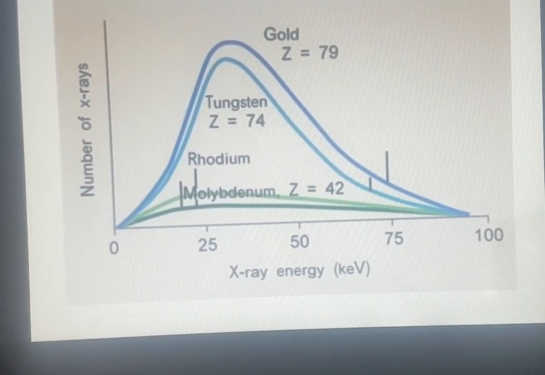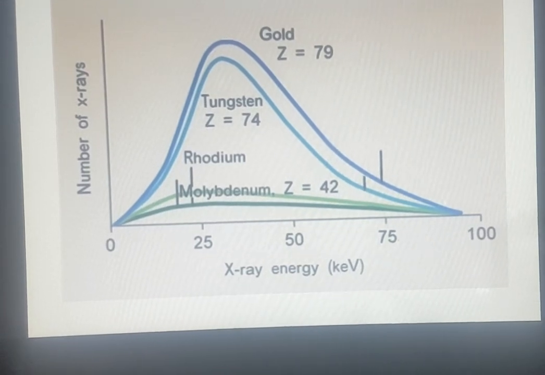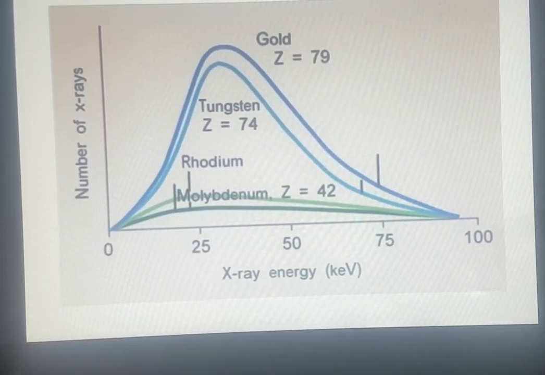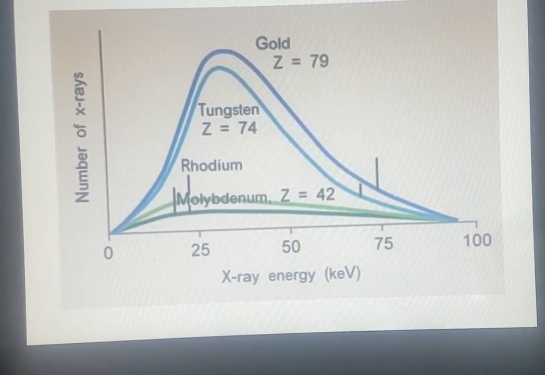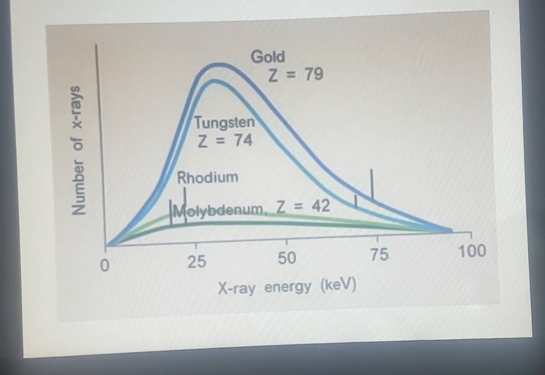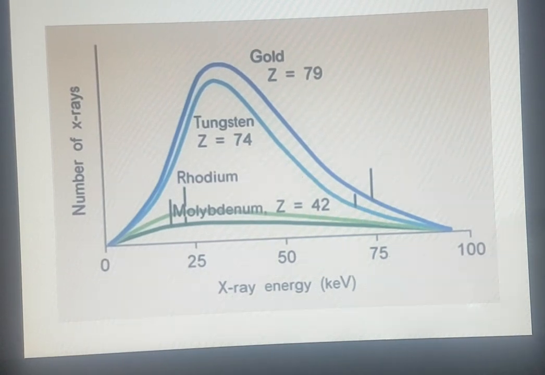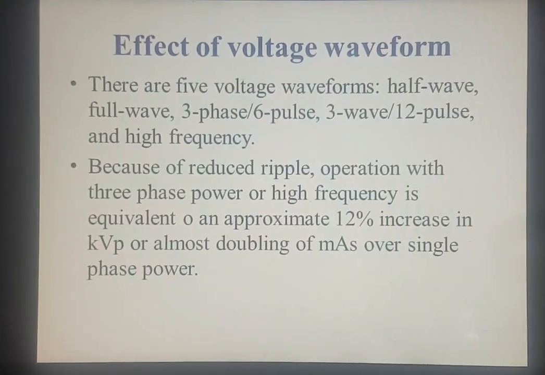When we use molybdenum, which has an atomic number of 42, the amplitude is less, that is the area under the curve, and the shift towards the right is also less as compared to gold, which has an atomic number of 79. The amplitude has markedly increased, and also the shift towards the right.